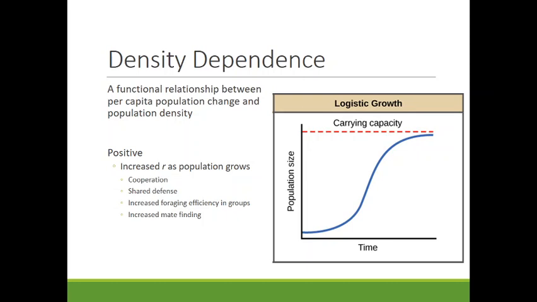So this increased mate finding. It might be really hard to find a mate down here when very few individuals are spread across the entire ecosystem. But up here, it's much easier, which will increase the population faster than that original R number.